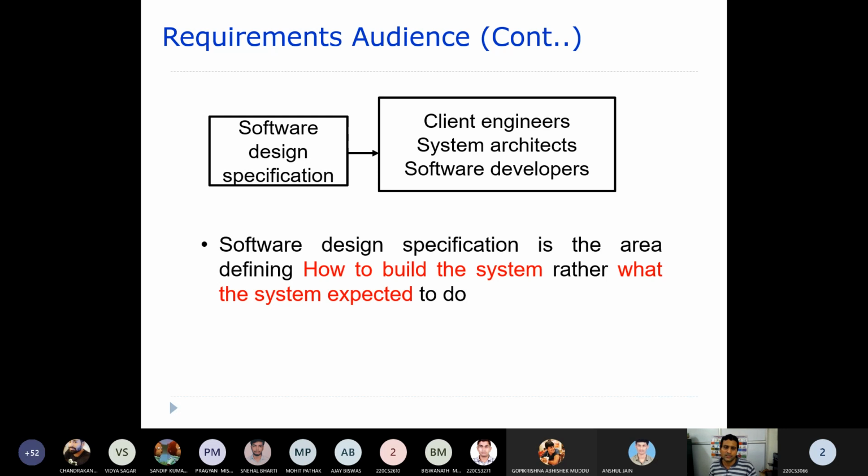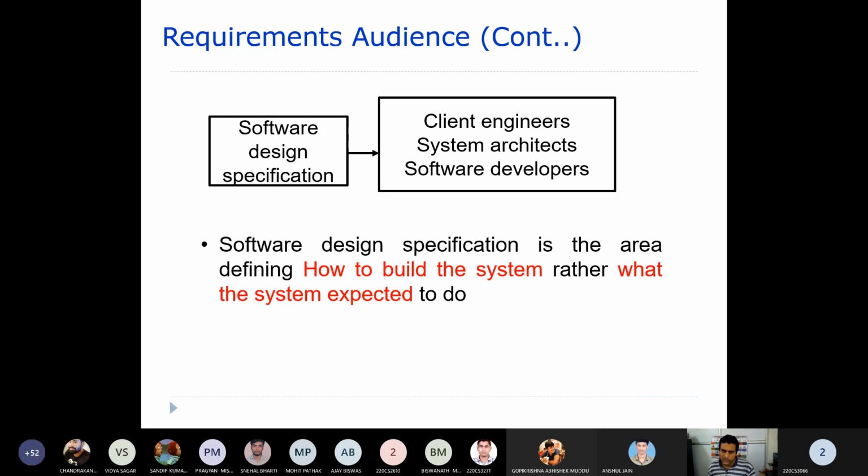What sort of data structure, what sort of modules you are going to develop, what algorithms are used, what programming language will be used, and what sort of interfaces are really required. All sorts of design will be there, so the user will not understand those things. That's the reason this sort of specification is not meant for the user. It is only meant for the software developers, client engineers and architects.